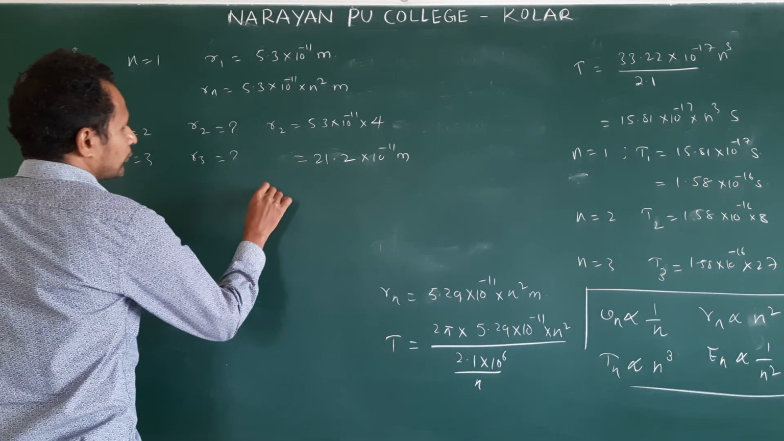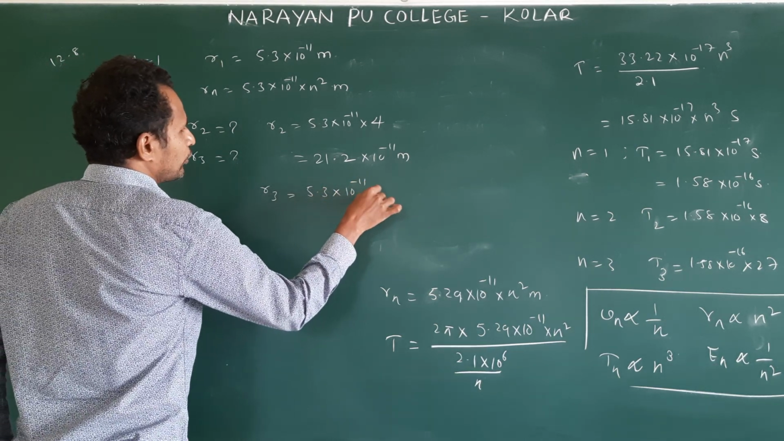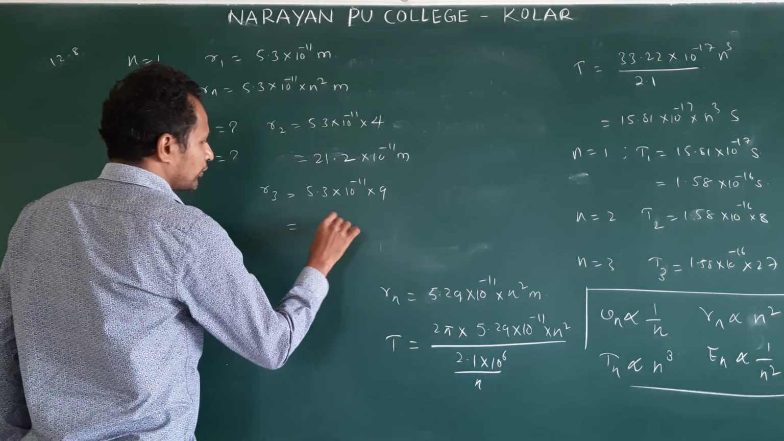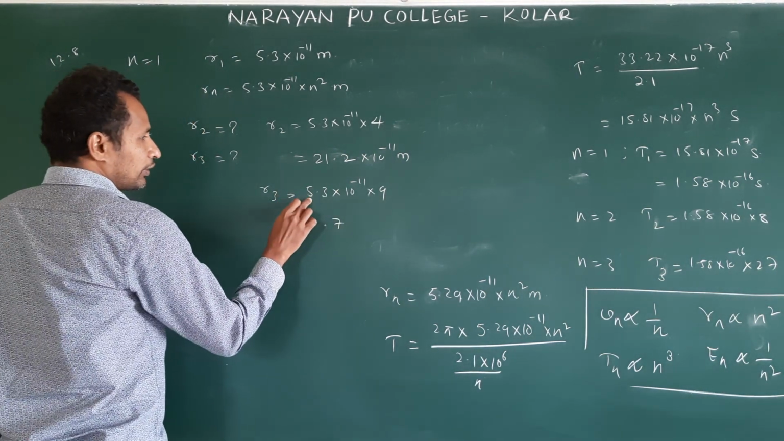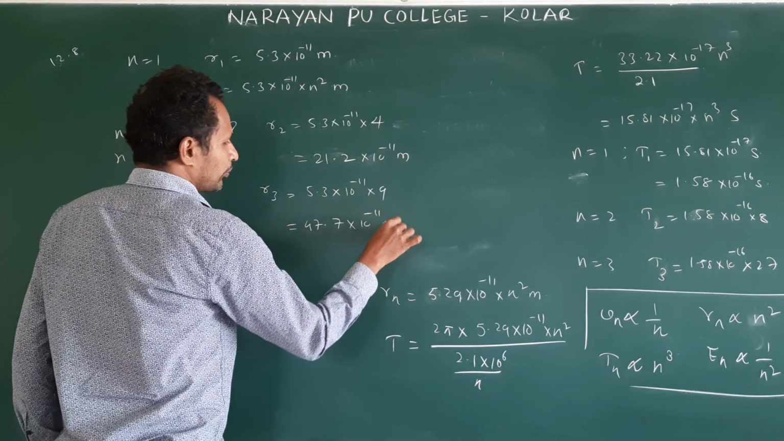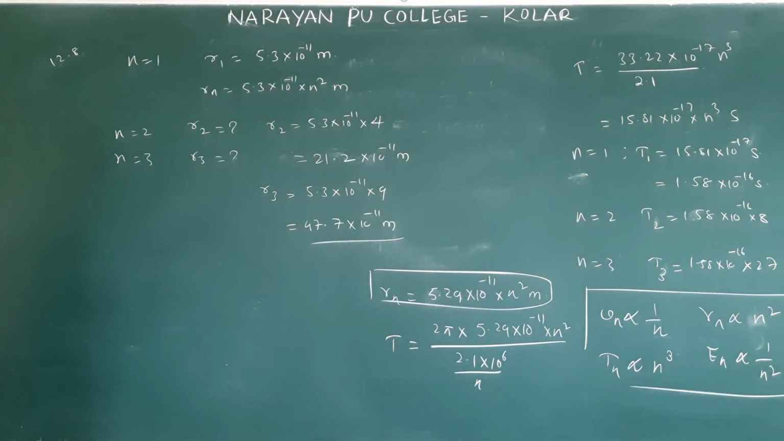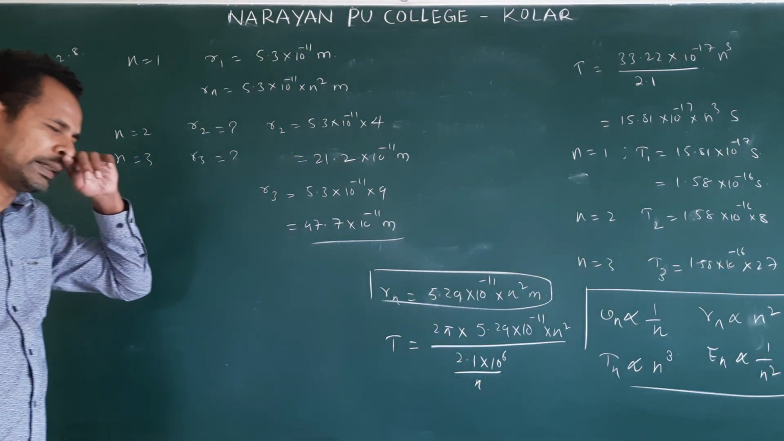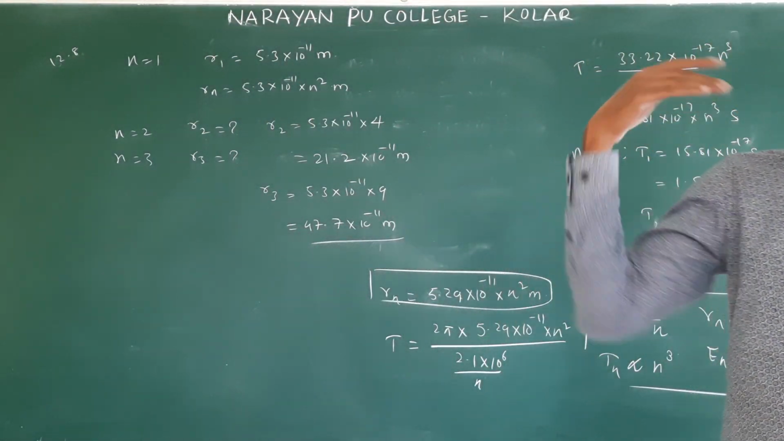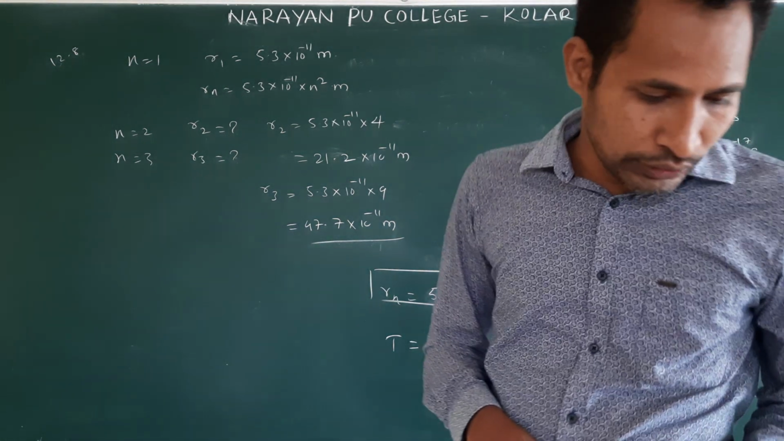Next R3: 5.3 into 10 power minus 11 into 9, 3 square. 3 square is 9. So 27, 45, 47.7 into 10 power minus 11 meters. So if you know this formula, it is easy to find. No need to substitute again in the Rn equation, that is a lengthy problem. Just remember the Rn formula, and we can find the solution, right?